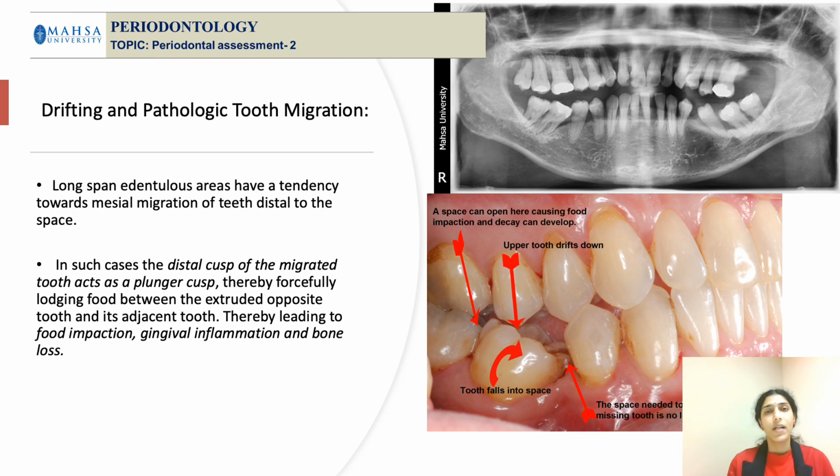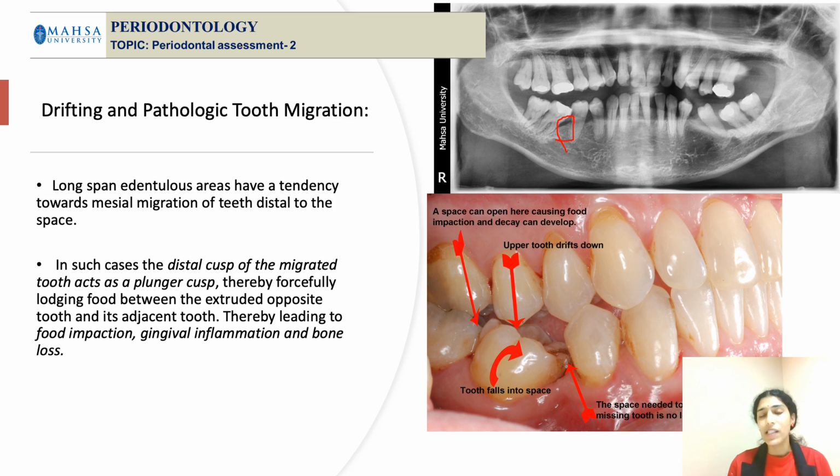Another important aspect we need to examine under the hard tissue findings includes the presence of drifting and pathologic tooth migrations. Drifting is basically whenever a long-span edentulous area has been left unreplaced due to missing teeth. Then definitely the teeth, the posteriors, have a natural tendency to drift mesially. You can see in the panoramic radiograph here, there is a missing molar tooth, and into this missing molar space the 7, that means the 4-7, is getting drifted, and there is no more space available to be replaced also.